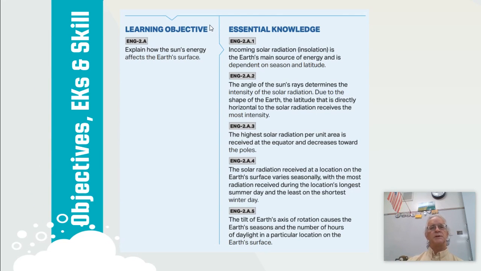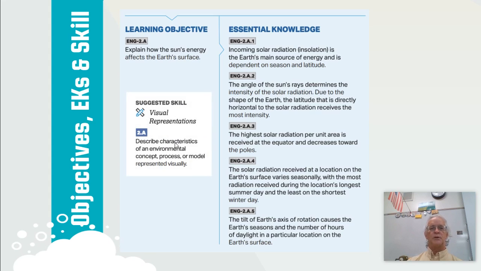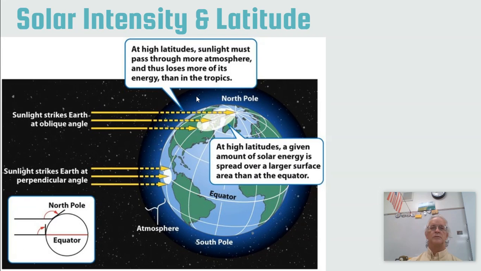So, the learning objective here is to explain how the sun's energy affects Earth's surface, going from what is insolation, the angle, highest energy per unit, and so forth. Suggested FRQs are to describe the characteristics of an environmental concept, process, or model. So, solar intensity and latitude.